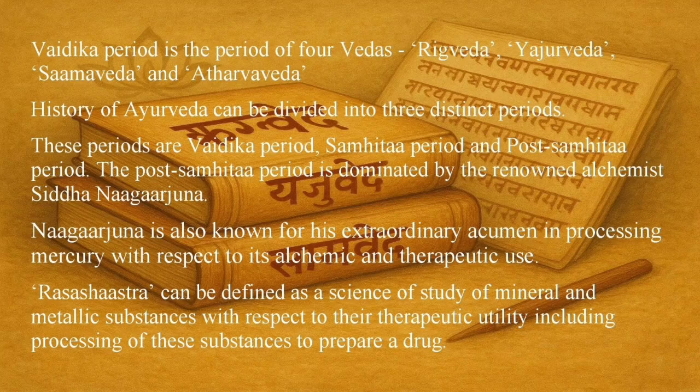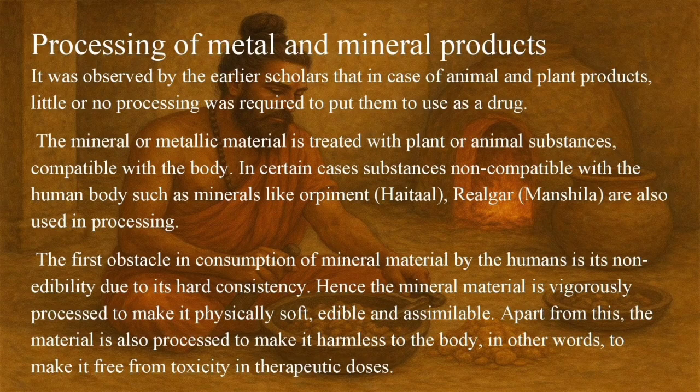So, Shastra can be defined as a science of study of mineral and metallic substance with respect to their therapeutic utility, including processing of these substances to prepare a drug. So, coming to the processing of metal and mineral products, it was observed by the early scholars that in case of animal and plant products, little or no processing was required to put them in use as a drug. And in case of mineral or metallic material, it should be treated with animal substance or plant substance to make it compatible with the body.